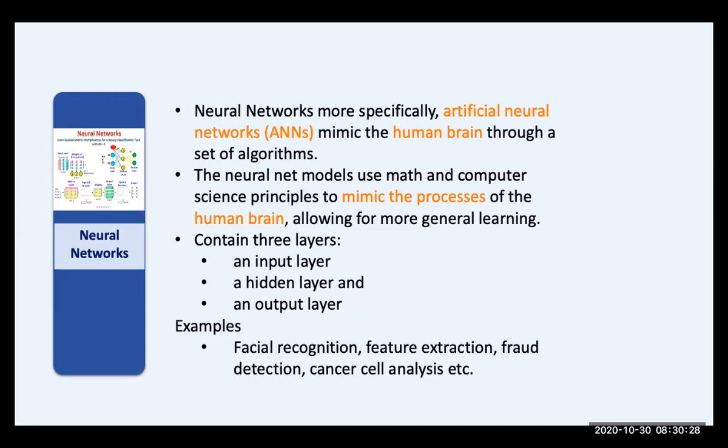Again, neural networks help to solve complex business problems, because they are based on the principles of mimicking the processes of the human brain. For example, facial recognition, feature extraction, fraud detection again, and cancer cell research or analysis. Neural nets play a very important role in these.